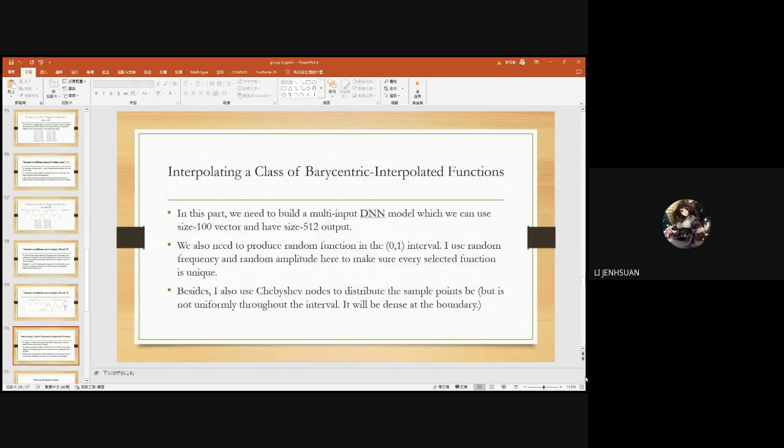Next page. Next, we tackle a more advanced task, interpolating a class of barycentric interpolated functions. We built a multi-input DNN model that takes a 100-length vector as input and produces a 512-length output, enabling simultaneous fitting of multiple functions.